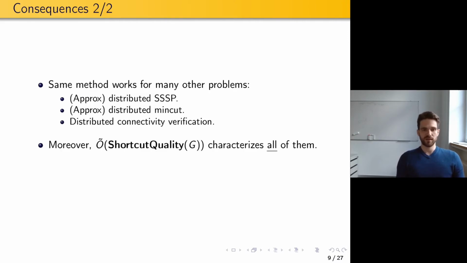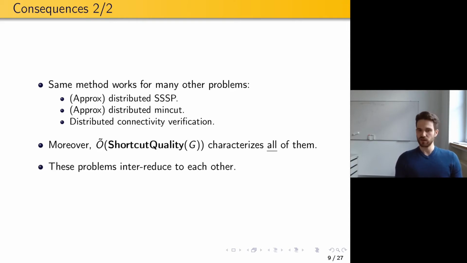Now these results can actually be applied to other problems. I did talk so far about the minimum spanning tree, and I'll continue to talk mostly or exclusively about it, but we actually provide a very general framework that works for approximate distributed shortest paths, approximate distributed min cut, distributed connectivity verification, and other problems. And for all of those problems, the shortcut quality of G characterizes all of the runtimes.